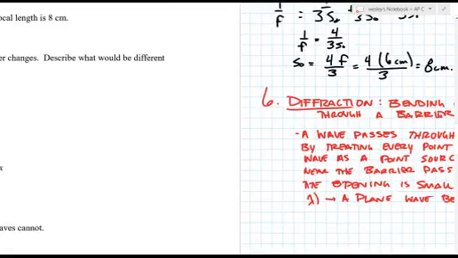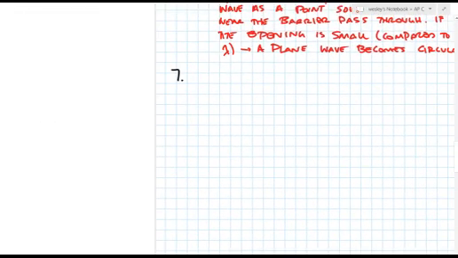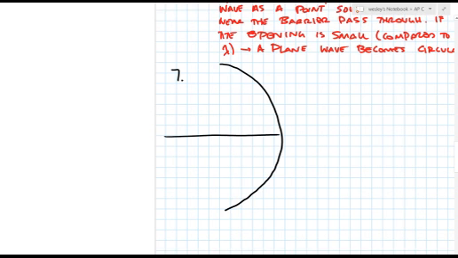All right, number 7, we have a concave mirror. We want a virtual image with that. So here's my mirror. Here's my focal length. So if I want to get a virtual image, the image distance has to be less than the focal point.